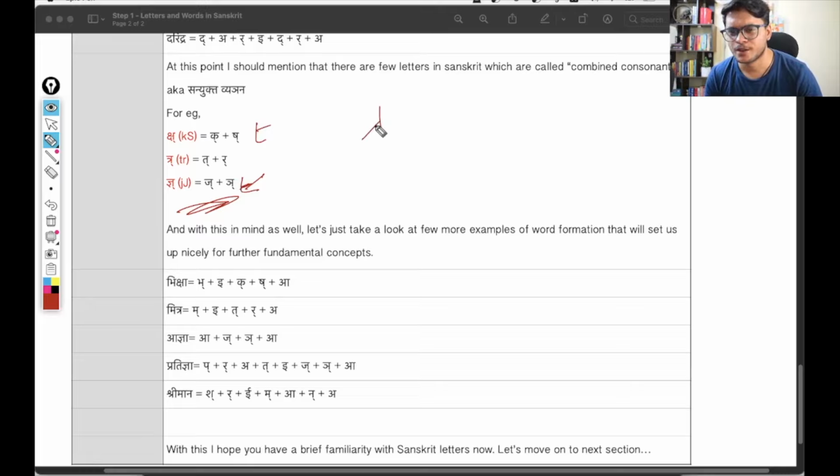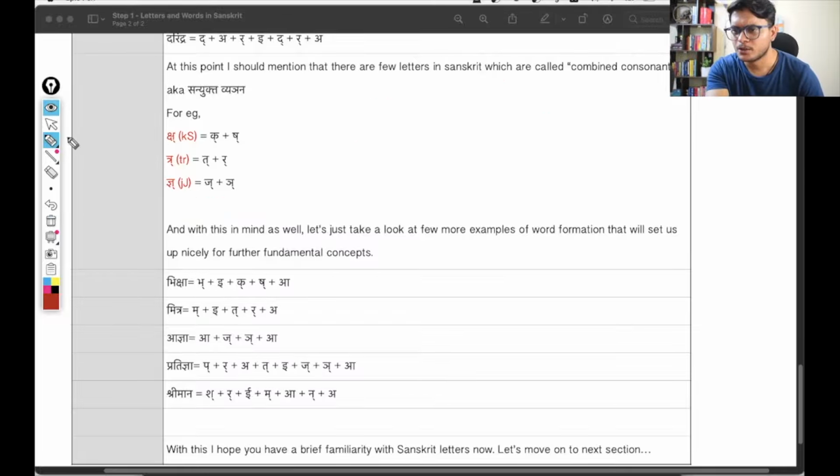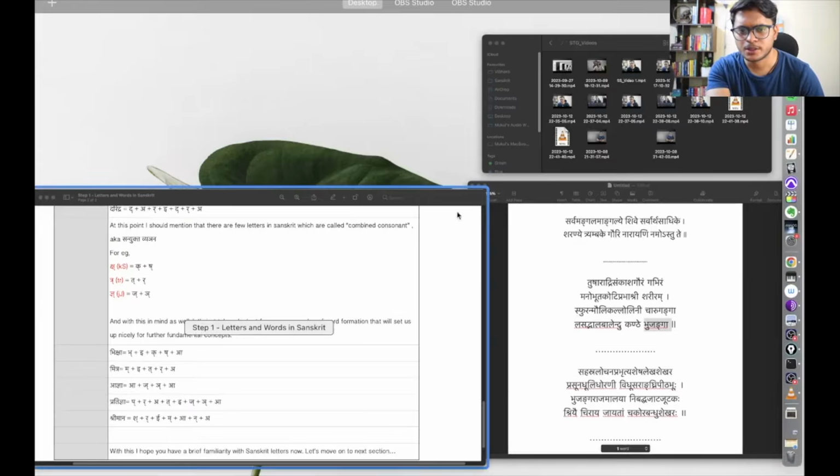And then you also have one more combination consonant. We write this: Shriman, Shriman. As you can guess, this is made by Sha and Ra. Simple. Shri, Shriman. So this is that. Okay, let me open that shlok again.